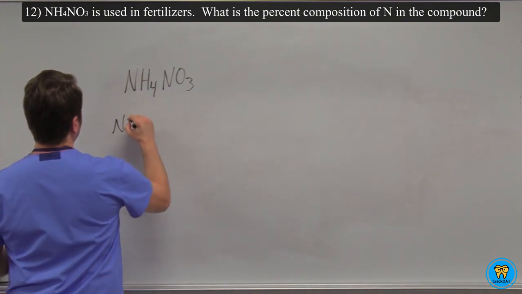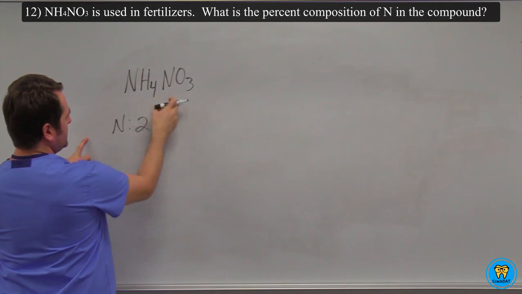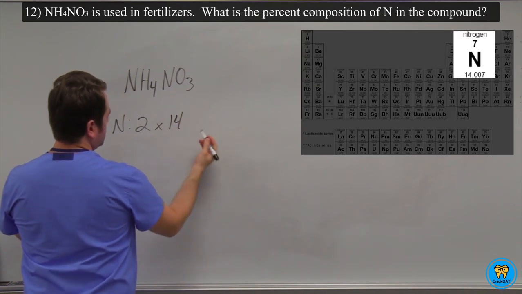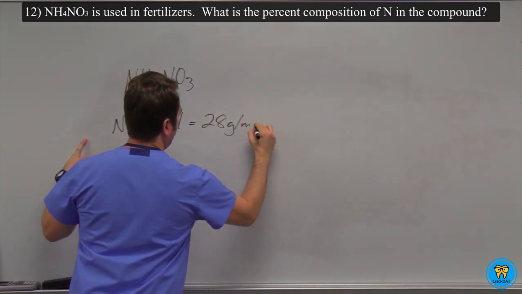So we have nitrogens, right? We know that there's 2 of them. Don't forget to count both of them. 2 times, and if you're looking at your periodic table, we'll just call it 14. So 28 grams per mole.